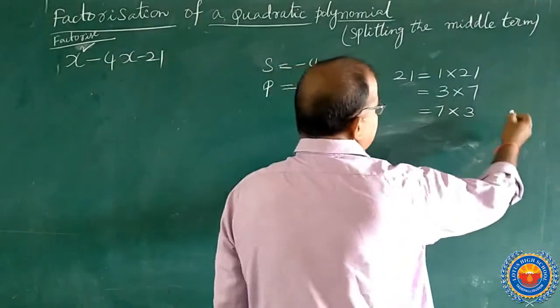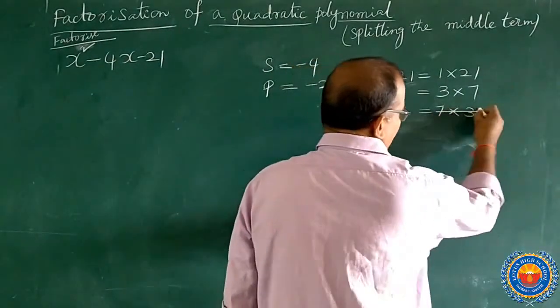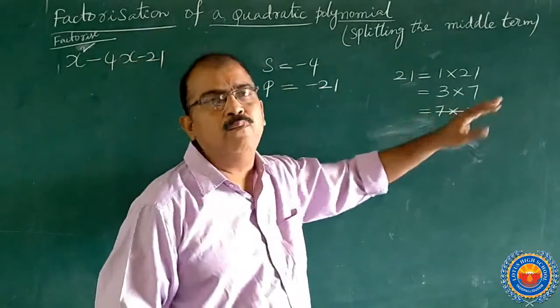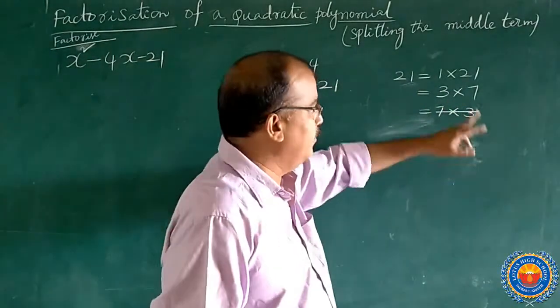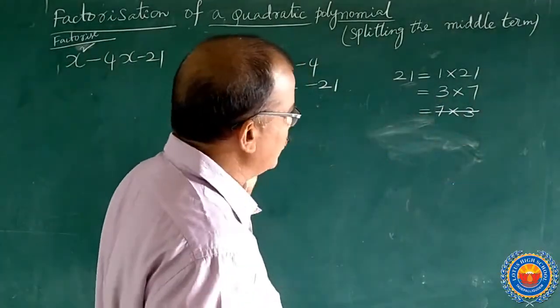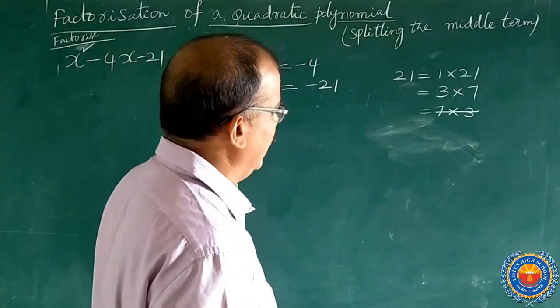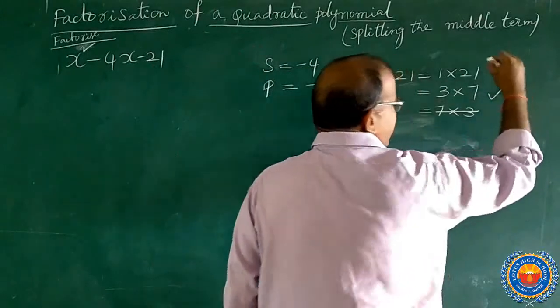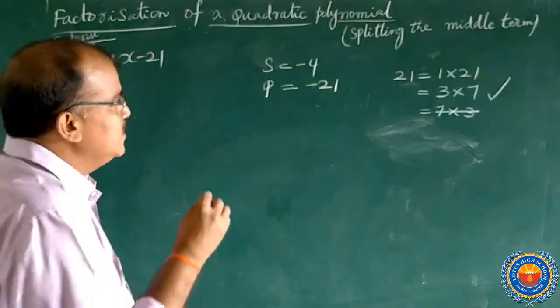In this, which is suitable? 1 into 21 is not required, leave it. 3 into 7 and 7 into 3 are the same by the commutative property, so I should write down 3 into 7. Between 3 into 7 and 1 into 21, which is suitable? I think 3 into 7 is suitable.